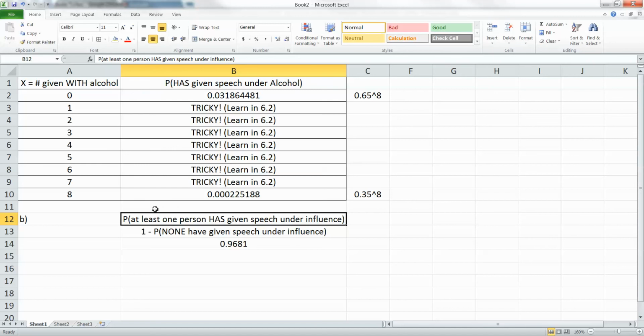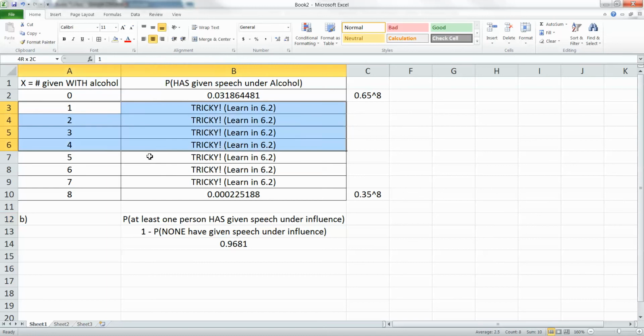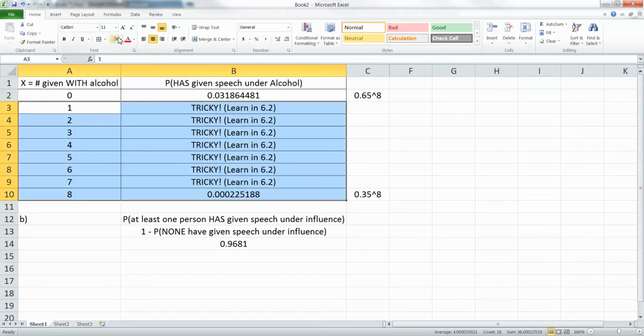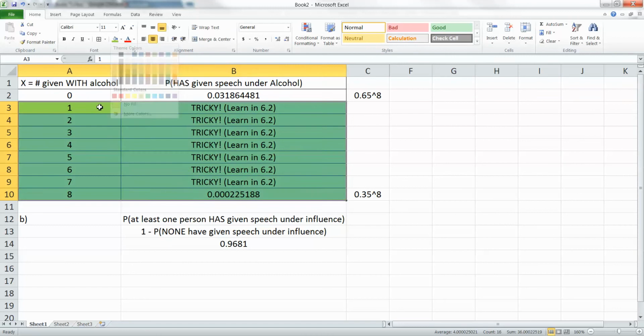But I think "at least one person has" is a little bit easier to understand. So at least one person has. Okay, well, that's all of these. All of them, right? Every single time in here, somebody, either one person, 2 people, 3 people, and so on, has given the speech under the influence of alcohol.